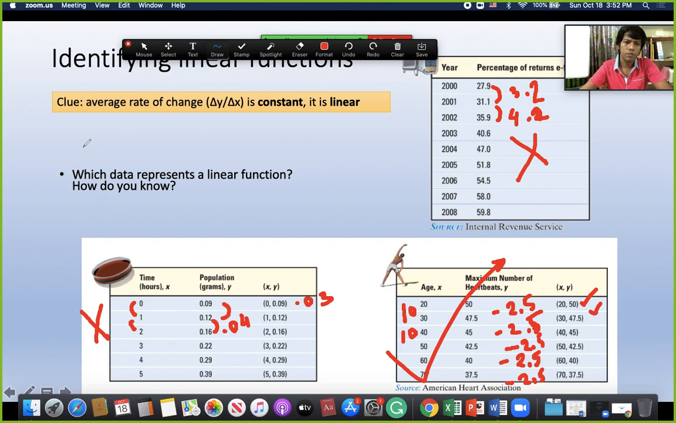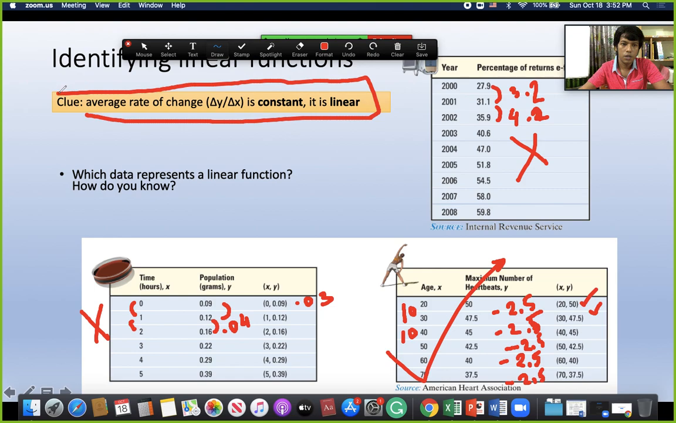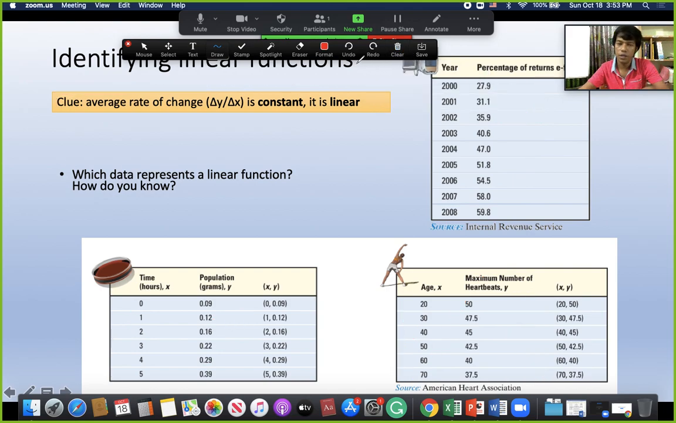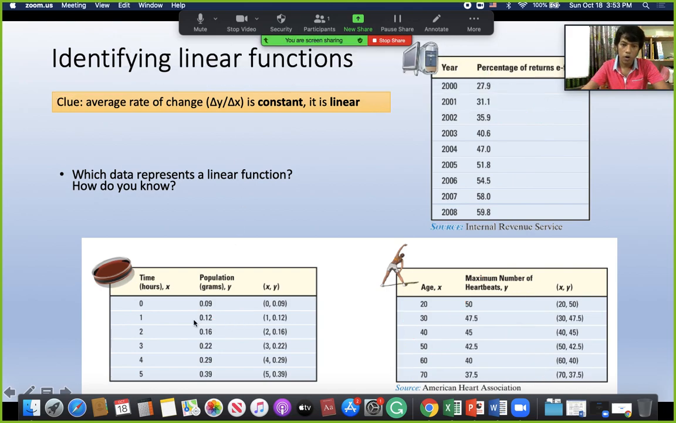So average rate of change will be constant. Constant means some fixed number. For example, in this math, the fixed number is minus 2.5. For this math, the fixed number was minus 2.5. Some fixed number. The number can be different. It can be 5, 10, minus 0.5, 0.2, but it will be one fixed number. It will not change. It will not vary. Then it is linear, or else it is not linear.